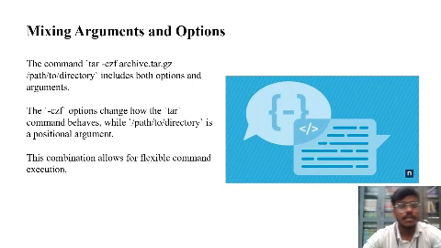Then mixing arguments and options. The command tar -czf archive.tar.gz path/to/directory includes both options and arguments. The -czf options change how the tar command behaves, while archive.tar.gz and path/to/directory are the positional arguments for the -czf options. The combination allows for flexible command execution.